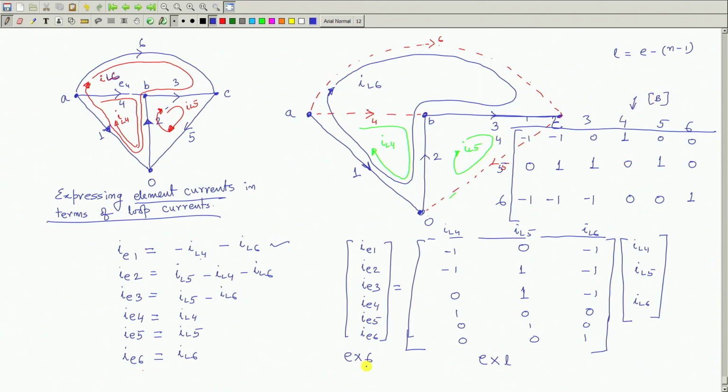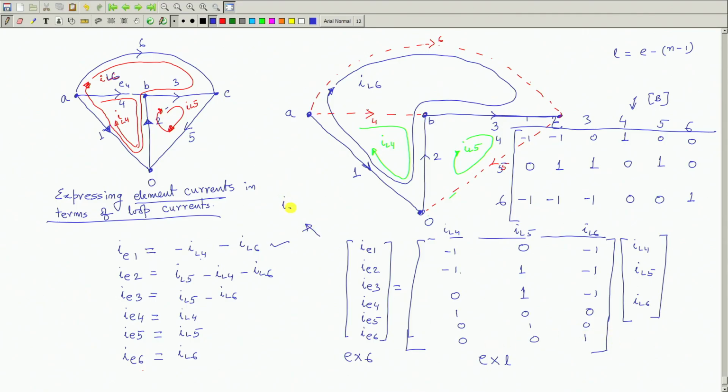Now, you see this was the B matrix we got earlier. Now, look at the elements here. The first row was -1, -1, 0, 1, 0, 0. The first column is -1, -1, 0, 1, 0, 0. The second row was 0, 1, 1, 0, 1, 0. The third row -1, -1, -1 and then 0, 0, 1. So, this I then can write in terms of a matrix. It is no new matrix.